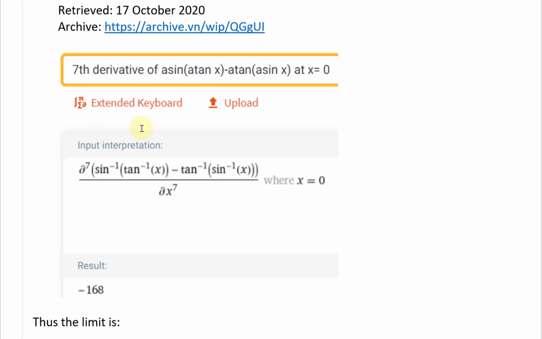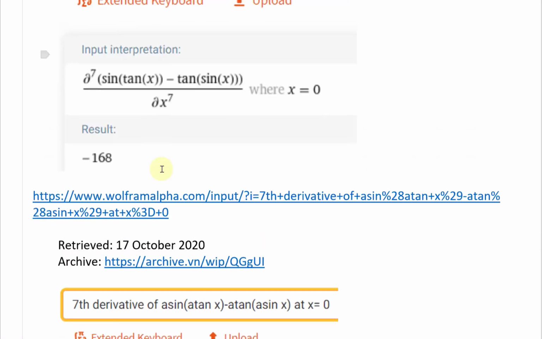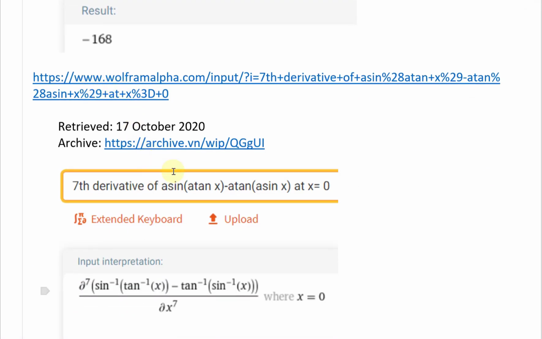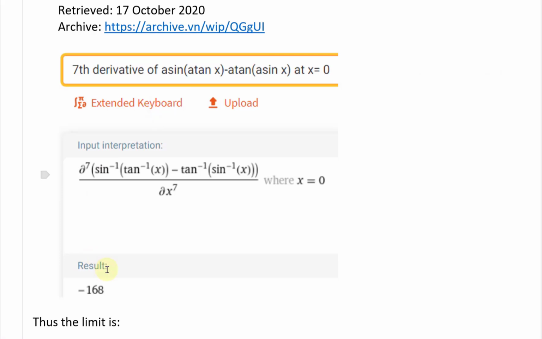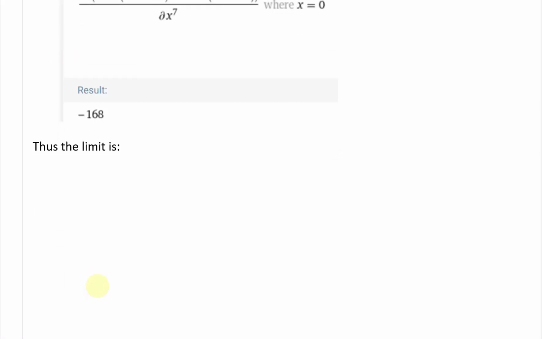Just fascinating stuff. So it goes to negative 168. This is the numerator; do the exact same thing for the denominator. There's a link, and yeah, play around with it. You're going to get exactly the same thing: negative 168.